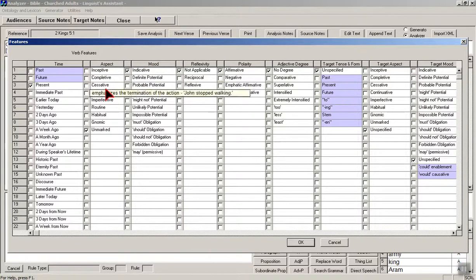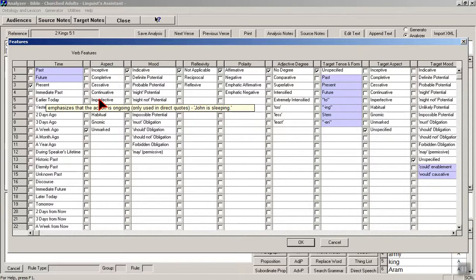Okay, aspect. So this is unmarked, but inceptive means that it starts to happen. And when you look at this, you might say, oh my gosh, I don't know what inceptive means. But look, if I hover the mouse over inceptive, it gives a little pop-up that says, emphasizes the beginning of the action. John started walking. So that little pop-up is very helpful. There's completive, and the pop-up tells you it means finished. John finished walking. Cessative, John stopped walking. Cessation means stopping. Continuative means John continued talking.